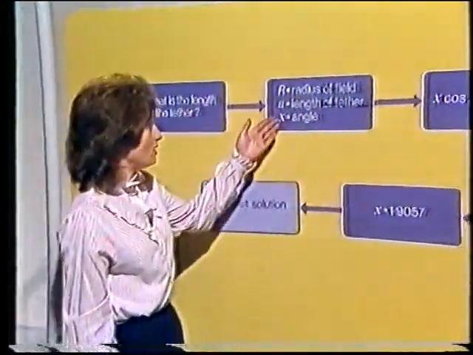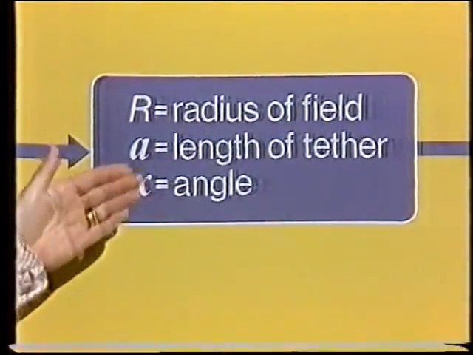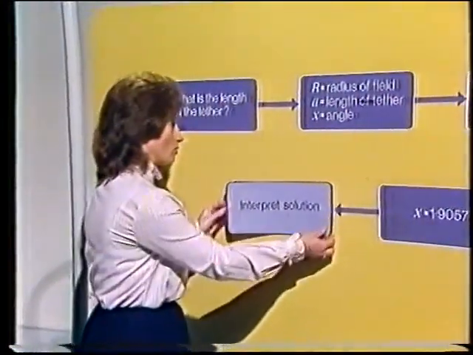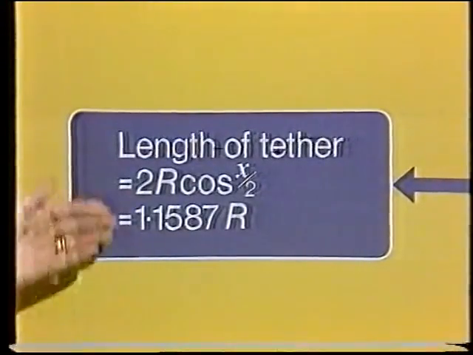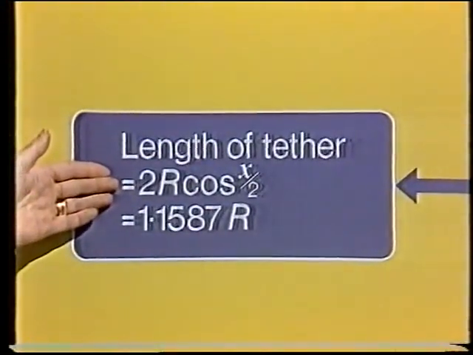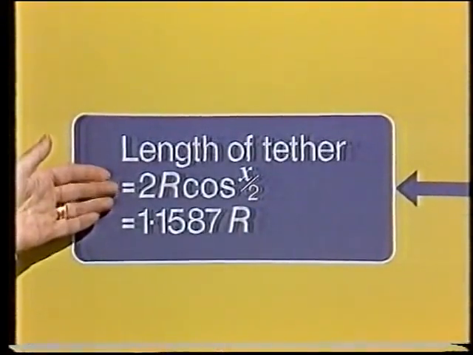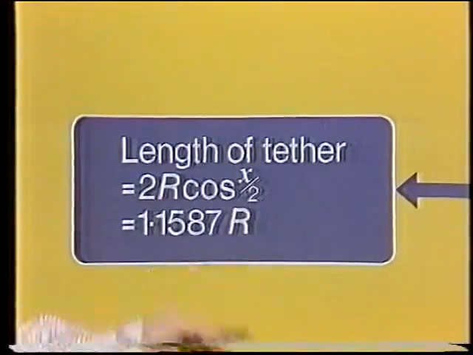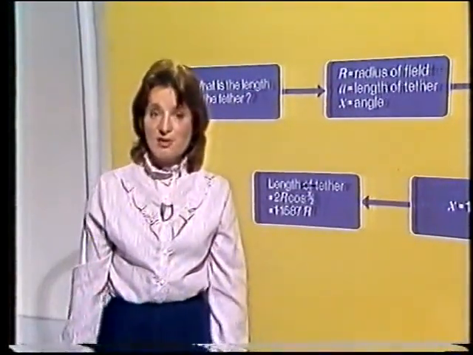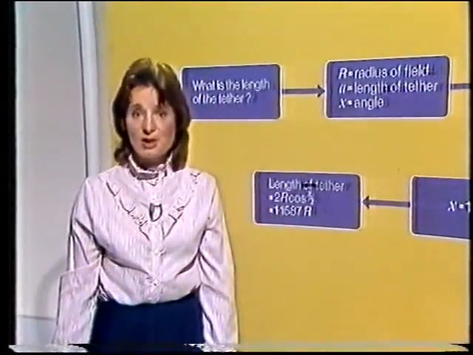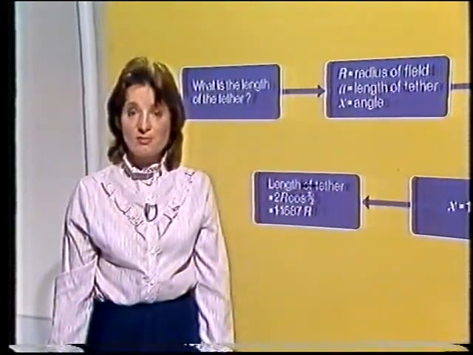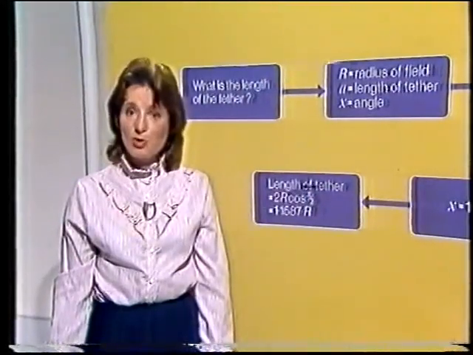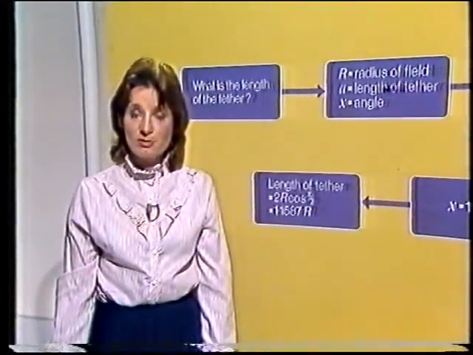But x is the angle, and we want a, the length of the tether. So, to interpret the solution, we need to substitute the value for x into this expression for the length of the tether. And we get this much times the radius of the field. So the length of the tether is about 1.16 times the radius of the field. Well, that solved our original problem, but what was the iteration formula we used?